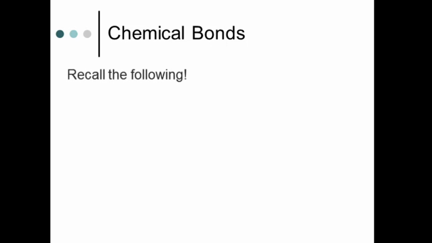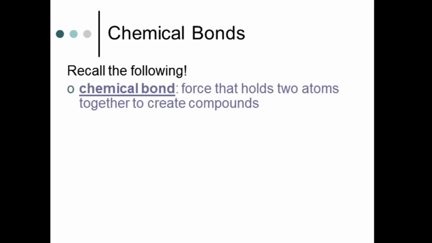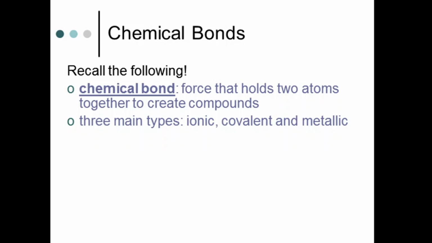Please remember that the reason why substances form bonds in the first place is to hold two atoms together in order to create a compound. And this process adds stability to these atoms. Like they are trying to obey that octet rule that makes two atoms more stable together than they would be alone. And when that happens, this force that is created is called a chemical bond. And we learned that there are three main types.